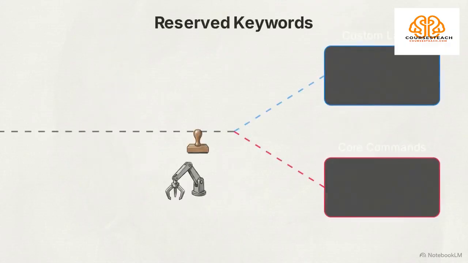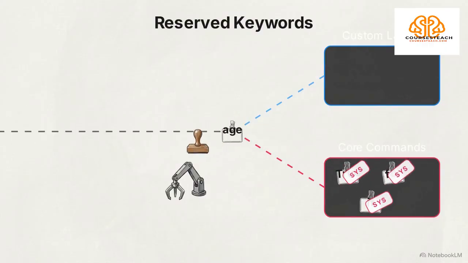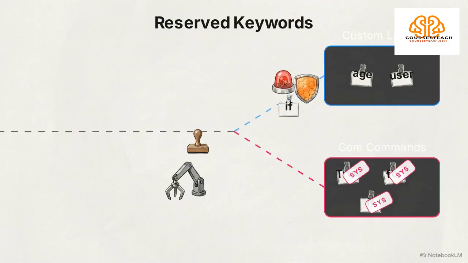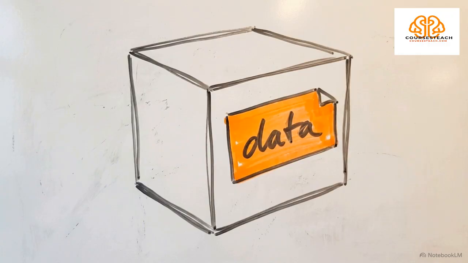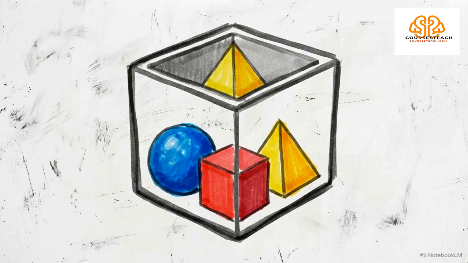Rule 3. Certain words are off limits. Words like true, if, or for are reserved by the system to help it understand the structure of your program, so you can't use them as your own labels. Following these rules is critical because it prevents the computer from getting confused between your custom data labels and the core commands it uses to run your code. Now that we know how to write the label on the outside of the box, let's look at the specific flavor of data we're putting inside.